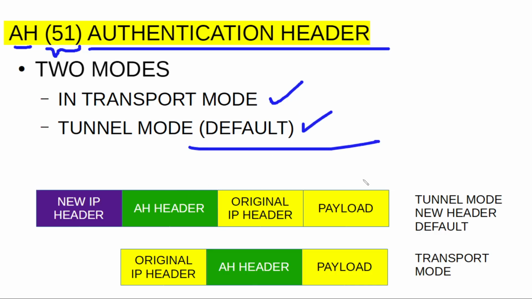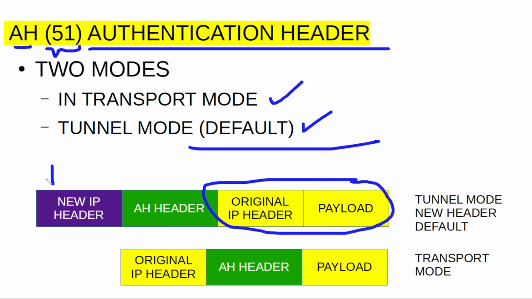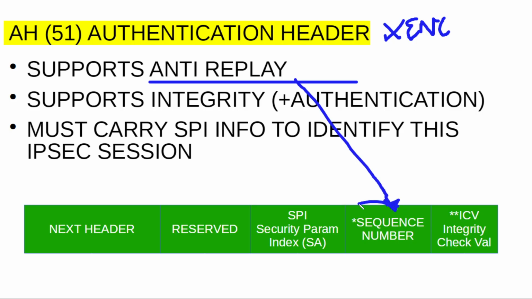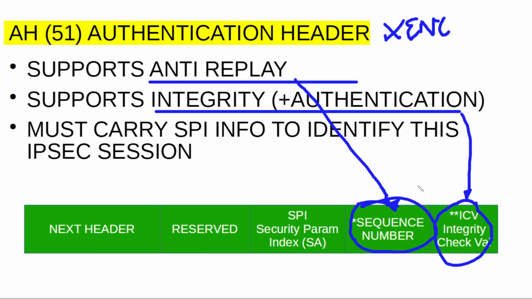In tunnel mode, we are going to take the original packet and add a new IP header plus the authentication header. The authentication header does not support encryption. However, it supports anti-replay mechanisms because it includes a sequence number. It supports integrity, and by integrity we're also supporting authentication of each packet because it includes an integrity check value within the header. It supports carrying SPI numbers. Remember that SPIs identify IPSEC conversations.